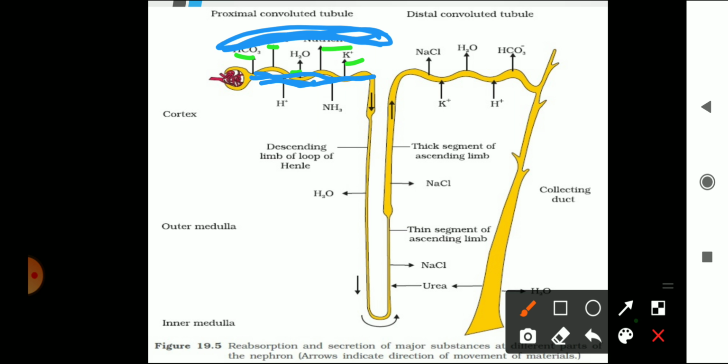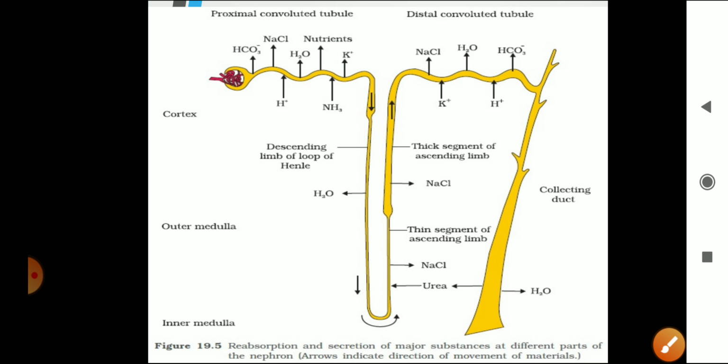Now coming to the Henle's loop, it has a descending limb. This is the descending limb of the Henle's loop. The descending limb is permeable to water and impermeable to electrolytes. What does it mean? It allows the water to come out into the peritubular capillaries or the interstitial fluid, whereas it won't allow the electrolytes to come out, that is NaCl or bicarbonate ions. It won't allow sodium ions and other electrolytes to come out, because the descending limb is impermeable to electrolytes and permeable to water.